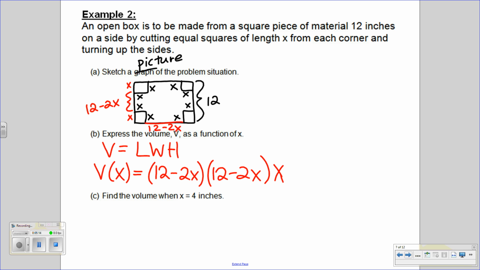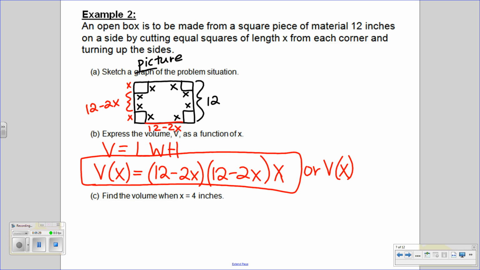And you don't have to multiply all that out. You can just leave your equation or your function written like that in terms of x. Or I guess we could simplify it to this. You could write it as 12 minus 2x squared times x.